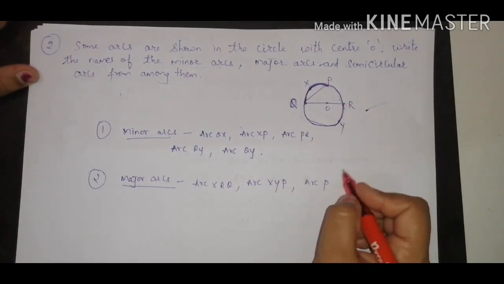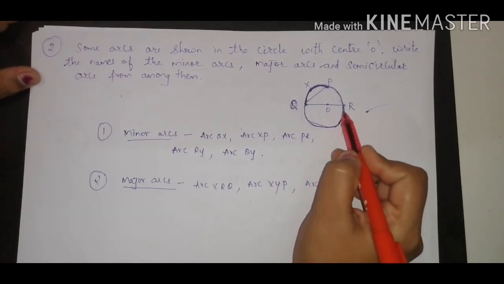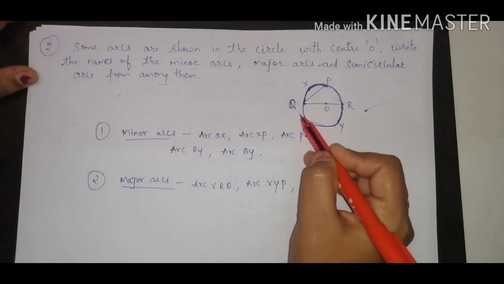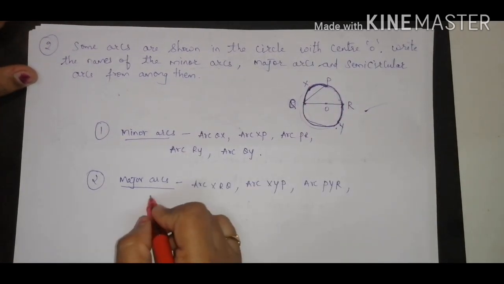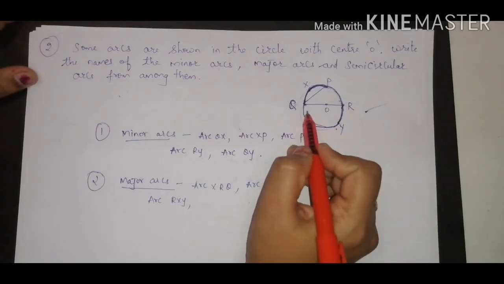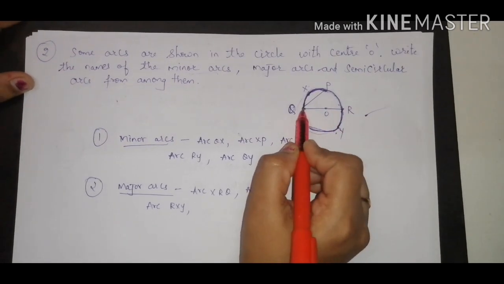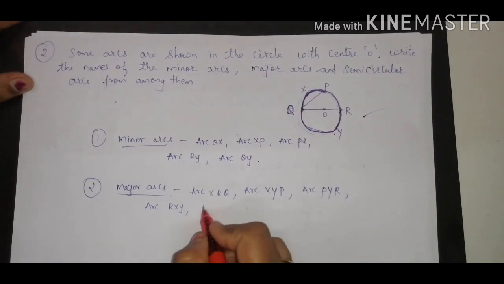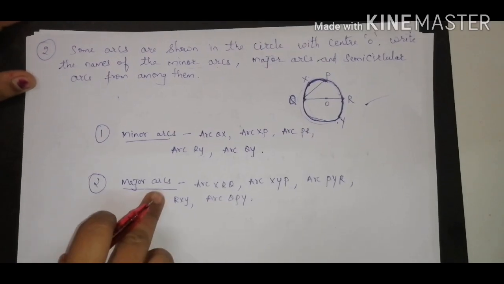Or we can take PY also. Then RY. If we leave this much portion, this full is the major arc. Arc RXY. Then QY. If we leave this much portion, this full will be the major arc. So arc QPY. So we have seen major arcs.